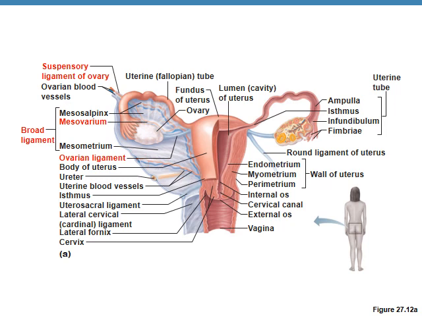Here we have a posterior view of the uterus. So here's the uterus, here's the cervix, here's the vagina, here's the uterine tube, the ampulla, the widening, the infundibulum, the fimbriae, and then we have our ovary.